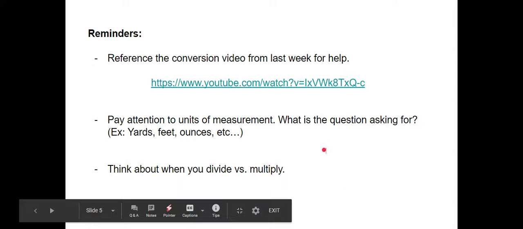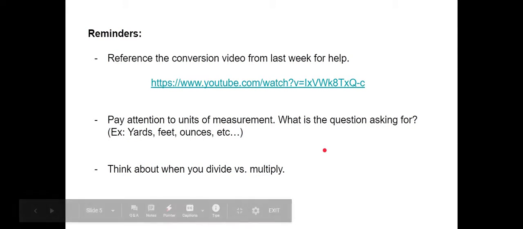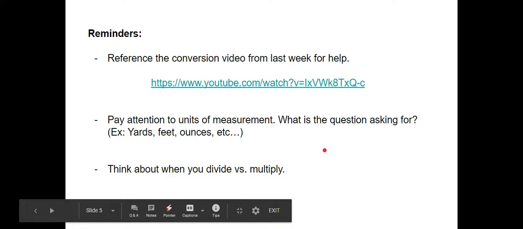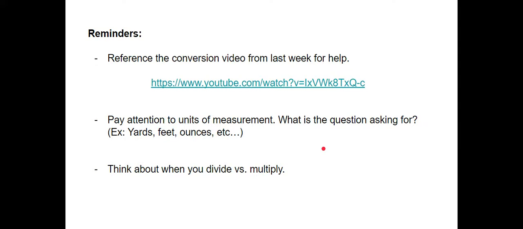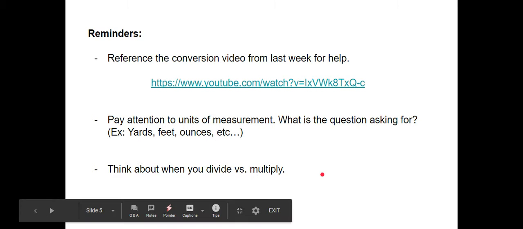If you need more help with the conversions, you can go back to the video from last week, and there's a link right here. Pay attention to the units. What is the question asking for? Like in my example, it was giving us feet, but asking in yards. Most of the time on these assignments this week, it's going to change that unit. And then lastly, think about when you divide versus multiply. And you can go back to that slide as well for help.